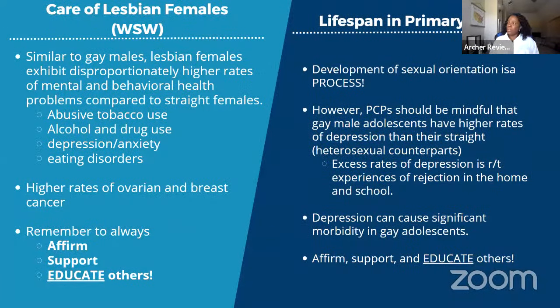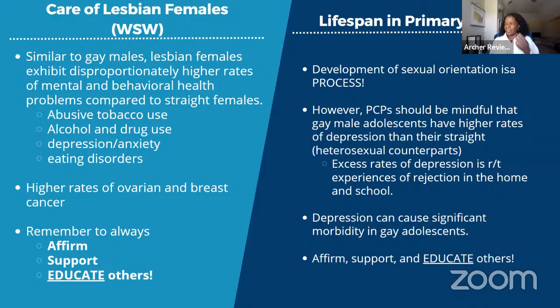So to talk about some of the categories. When caring for lesbian females or women who have sex with women, you'll see WSW. Similar to gay males that we previously talked about, lesbian females exhibit disproportionately higher rates of mental and behavioral health problems compared to straight females, such as abusive tobacco use, alcohol and drug use, depression, anxiety, and also eating disorders. And also higher rates of ovarian and breast cancer.